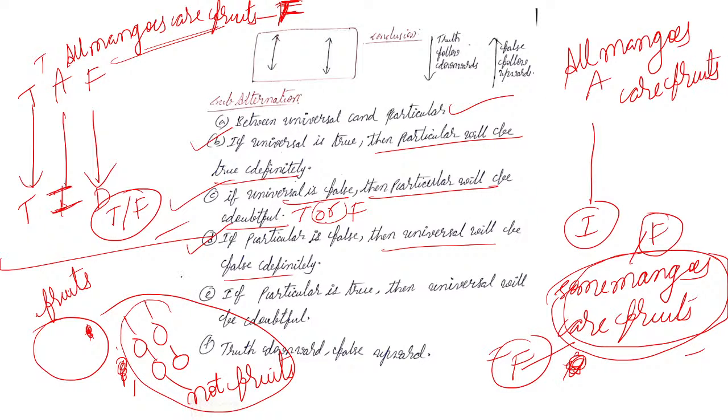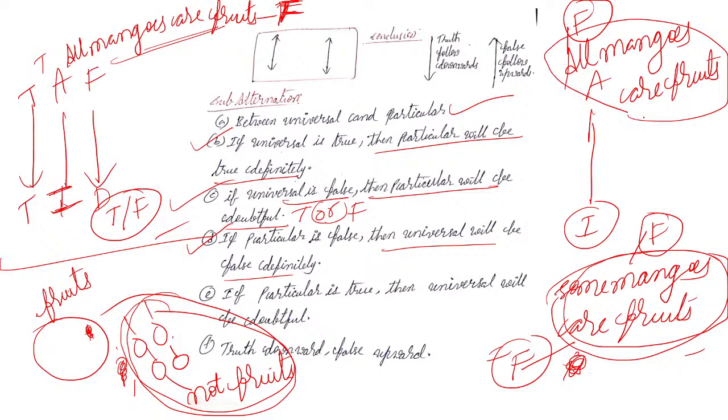Already some mangoes are there which are not fruits. Then how will "all mangoes are fruits" become true? This also becomes false, because already some mangoes are there which are not fruits. Then it will not become true. "All mangoes are fruits" never becomes true.